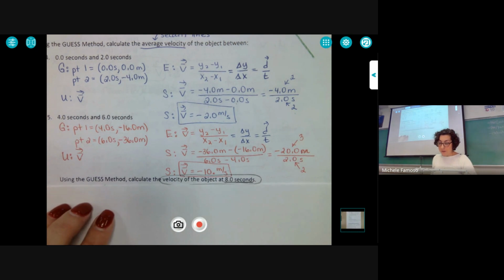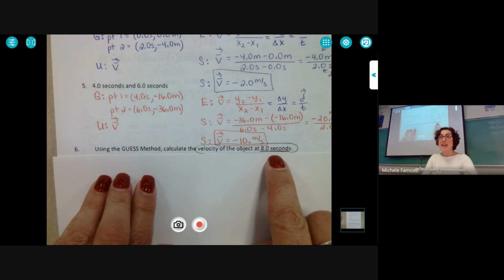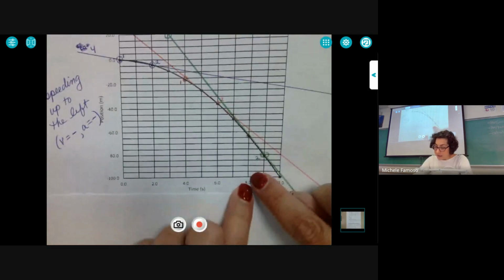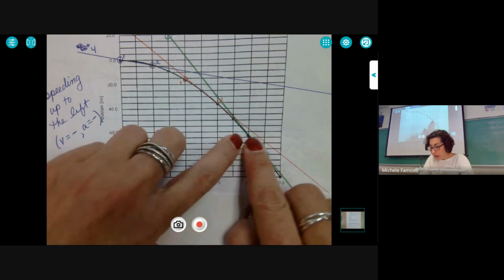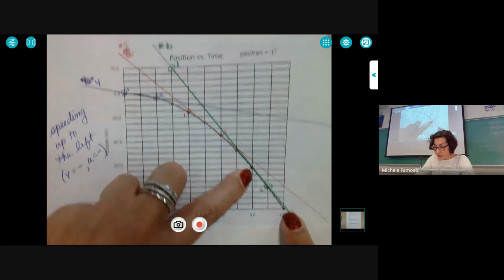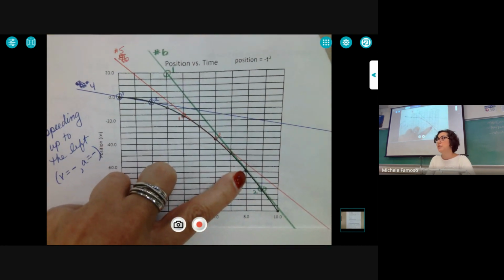All right, and lastly, number 6, I want the velocity at 8.0 seconds. This is an instantaneous velocity, which means you needed to draw a tangent line at the 8-second time point. So if I find 8 seconds on my graph, here's 8 seconds, I come up, there it is. I did my 2 little marks on either side of that point, and I drew in my green tangent line. So your tangent line should look something similar to what I have there. Does it? Something similar to that. It doesn't go back to the origin.